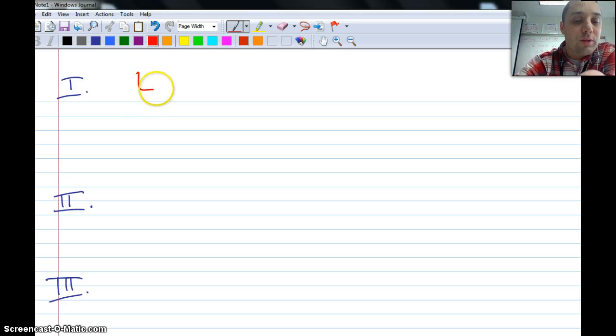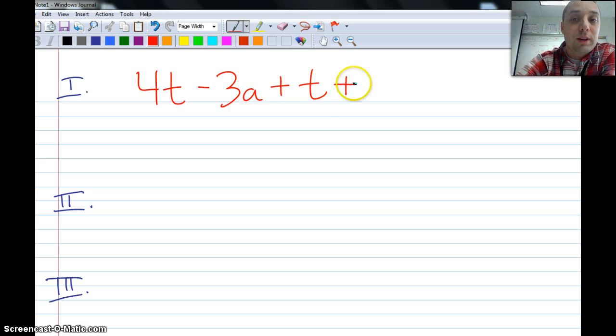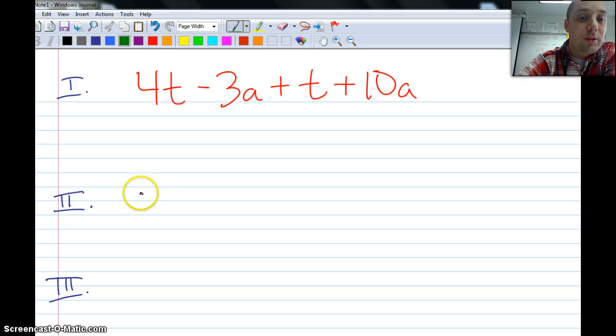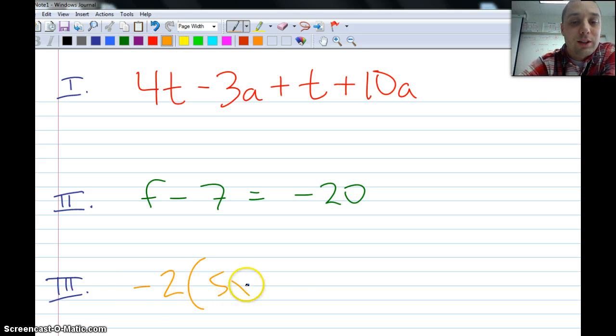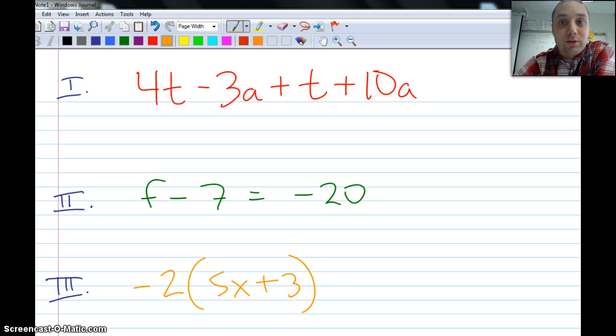Problem 1, you're going to solve this question: 4t minus 3a plus t plus 10a. Number 2, you're going to solve for f: f minus 7 equals negative 20. And problem number 3, you're going to simplify negative 2 times the quantity 5x plus 3.